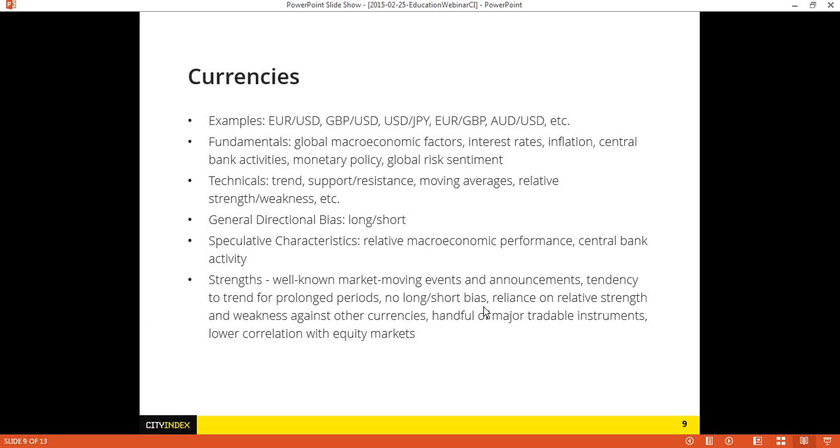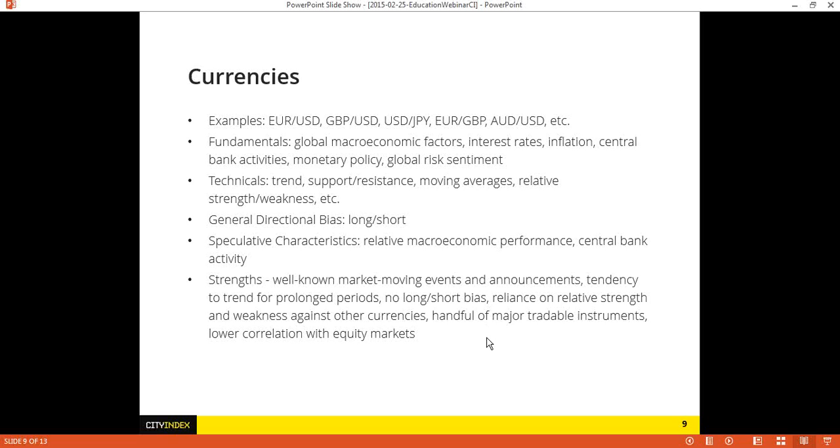Another strength is no long or short bias. Okay, so there's none of this: I want to buy and I want to hold it for a long time. No, it's long or short. You look for the opportunities. Reliance on relative strength and weakness against other currencies. That's a good thing. Okay, so we're not just trading the euro. We're trading the euro as it relates to the U.S. dollar. And there are a handful of major tradable instruments.